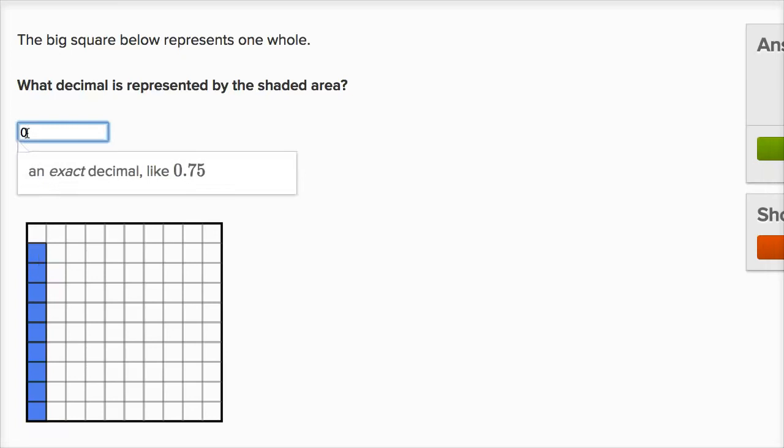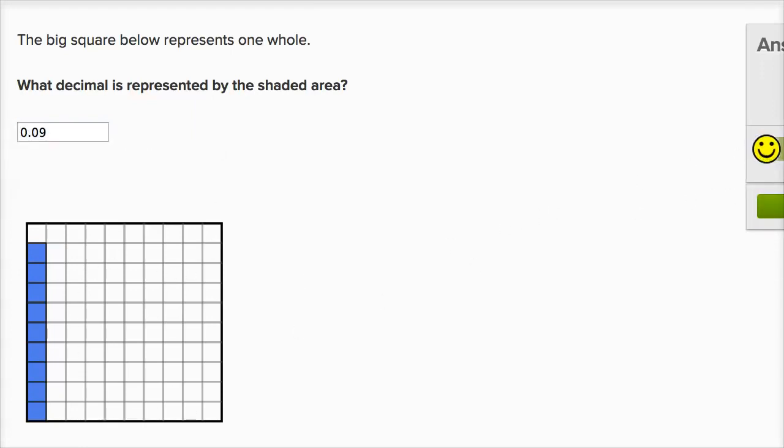So 0, that's the ones place. That's the tenths place. And now I'm in the hundredths place. And so we have 9 of the hundredths shaded in. So this right over here would be 9 hundredths, which is exactly what we have there.